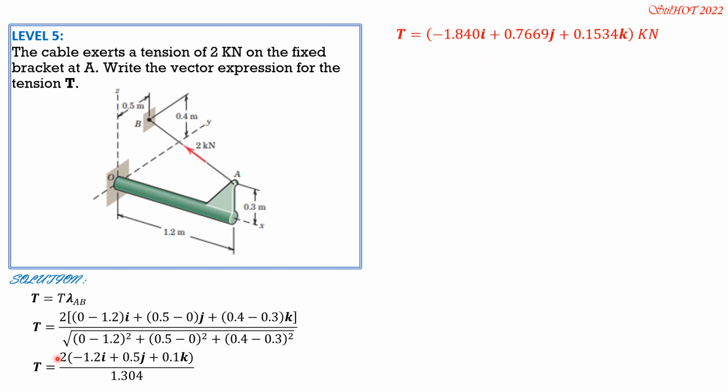The other way is to write the magnitude of tension times the unit vector of the distance. So you may also write it this way. Either of these two is correct, but it depends on the condition in the problem.